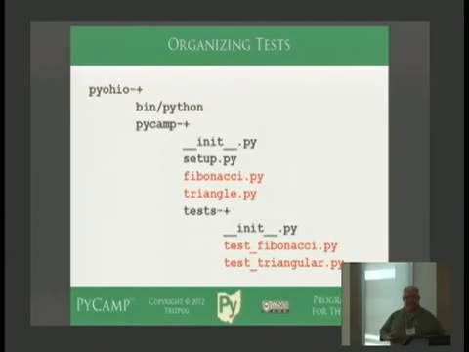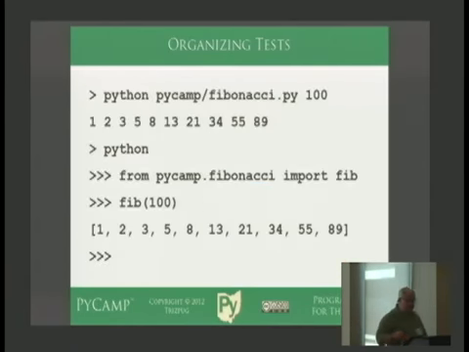Within that particular test sub-package, I'm going to have 2 other scripts. One is called test_fibonacci.py, the other is called test_triangular.py. And one of the things that unittest helps you do is not only separate your test code from the code being tested, but helps you put it in another place that can be easily discovered by things like setup.py. All right, let's take a look at how this looks.